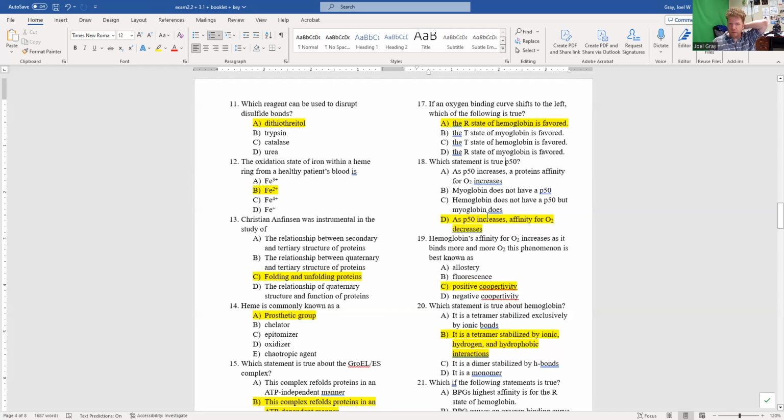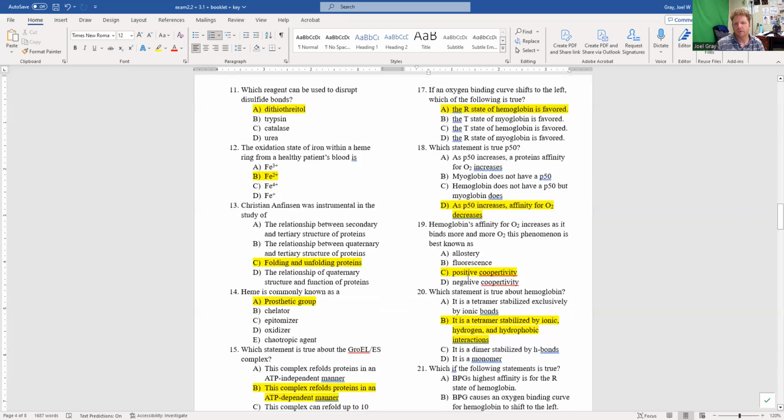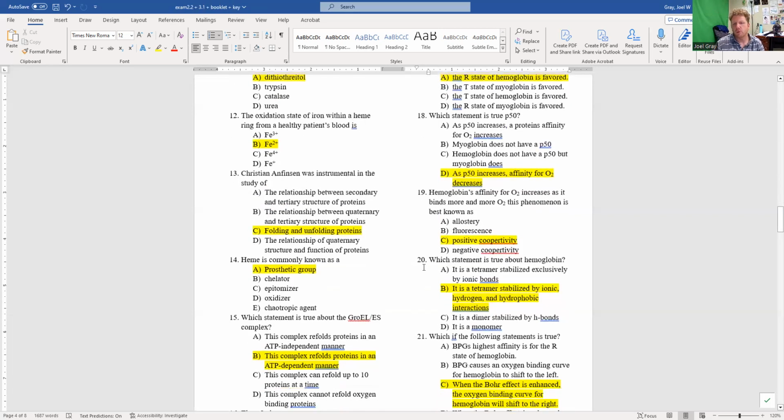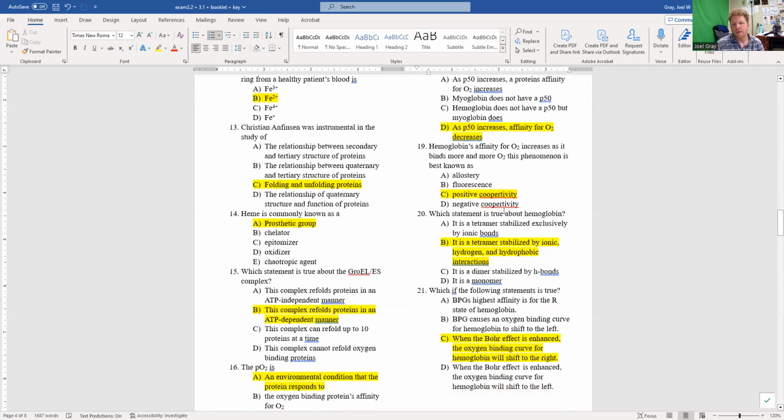Number 19, hemoglobin's affinity for O2 increases as it binds more and more O2. This phenomenon is known as C, positive cooperativity. Remember, the first O2 to bind is the one that hemoglobin is least likely to bind. It binds that, then all of a sudden it's like, oh, I'll bind the second. Now I'll bind the third. Now I'll bind the fourth. So that's positive cooperativity.